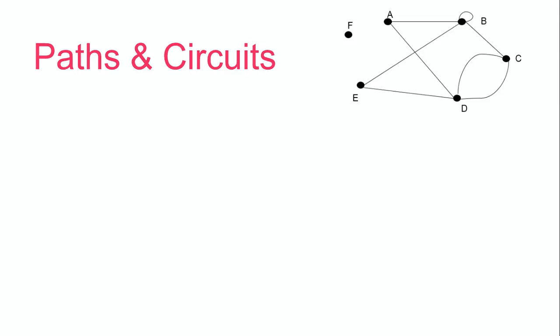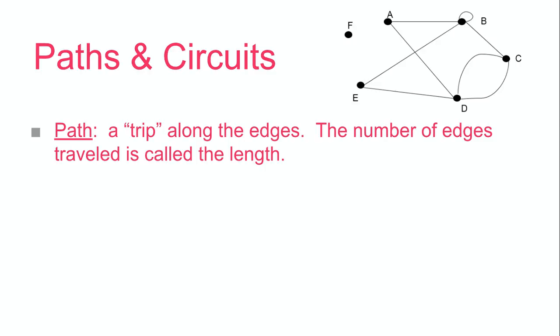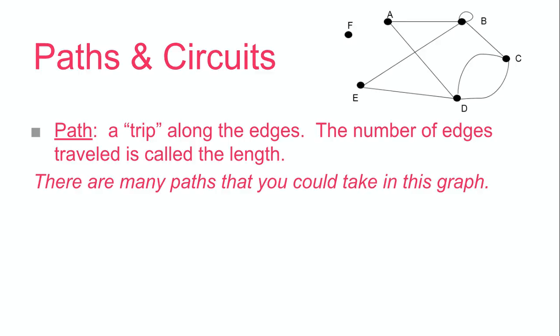Okay, the next thing we also need to talk about is paths and circuits. Starting with paths. A path is a trip along the edges. The number of edges traveled is the length. And there are many paths that could take place in this particular graph. A path, meaning a path from vertex A to vertex C.